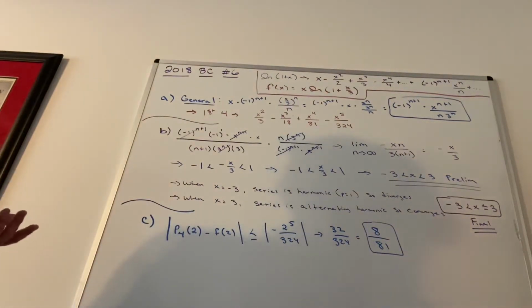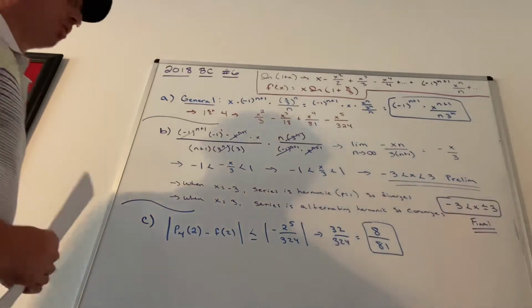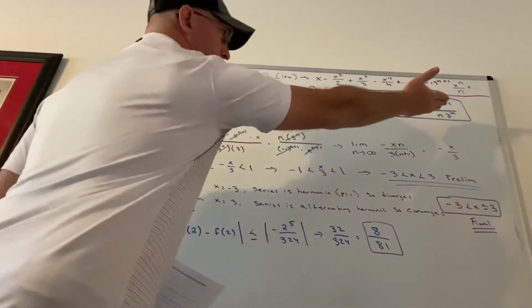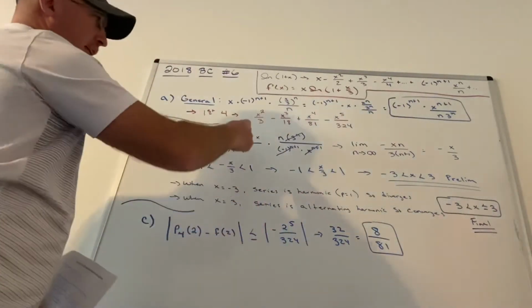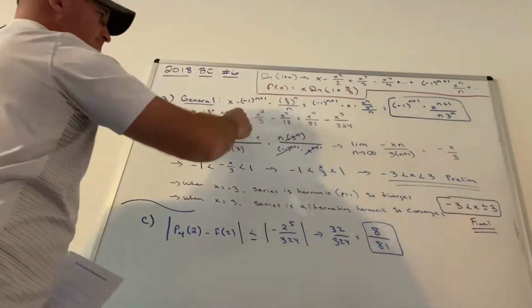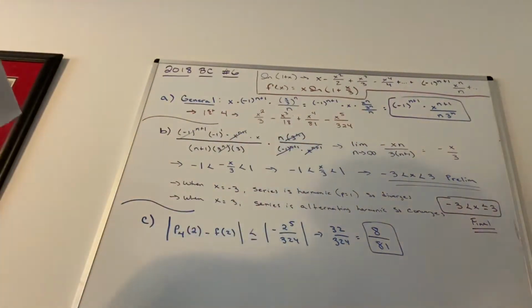And if you have that, to get your first 4 terms, all you have to do is plug a 1, 2, 3, and 4 in for your n's right there. And that's what it spits out. Okay, so that's part A.